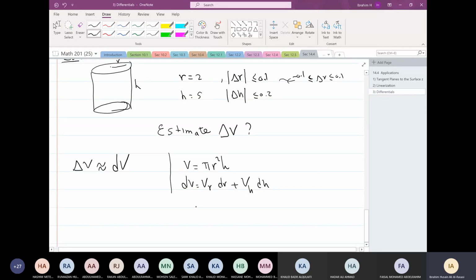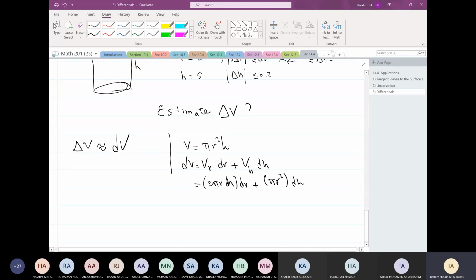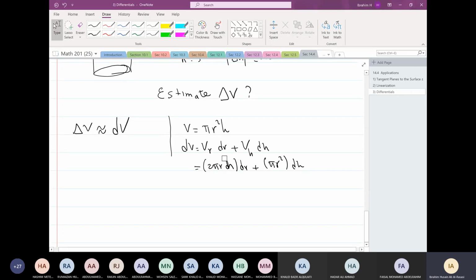Compute. What is V sub r? It is 2 pi r h times dr, plus what is V sub h? It is pi r squared dh. Now substitute. I need to know r, h, dr and dh.